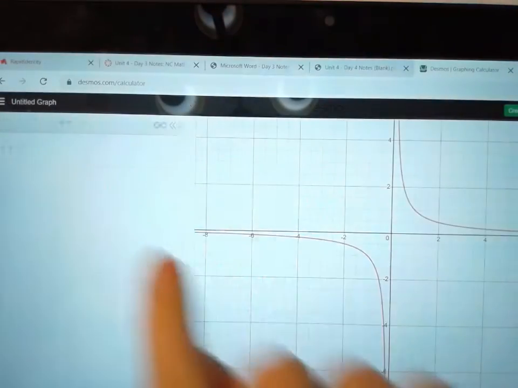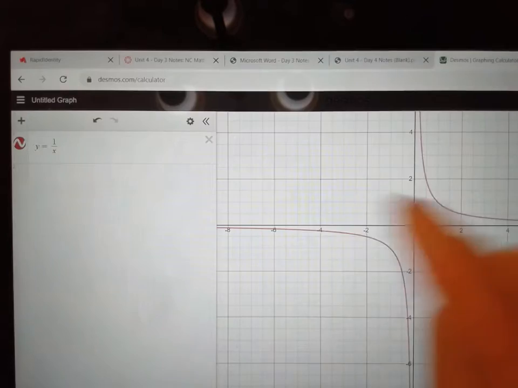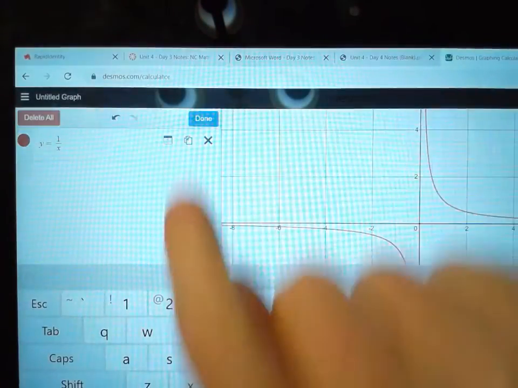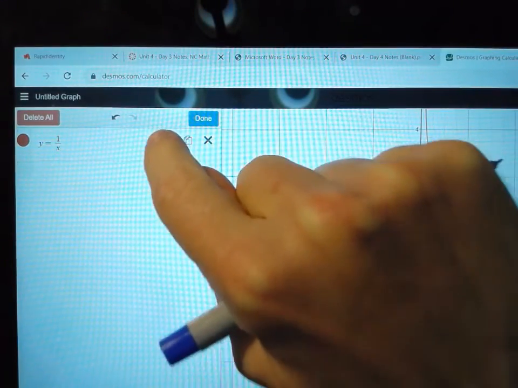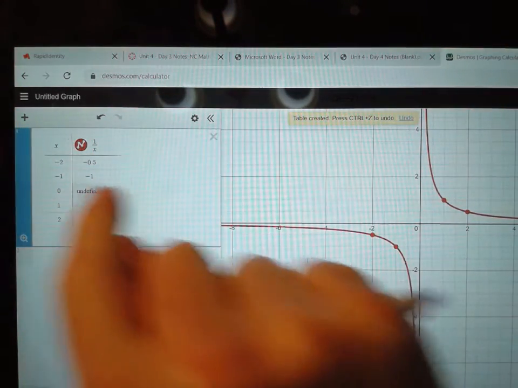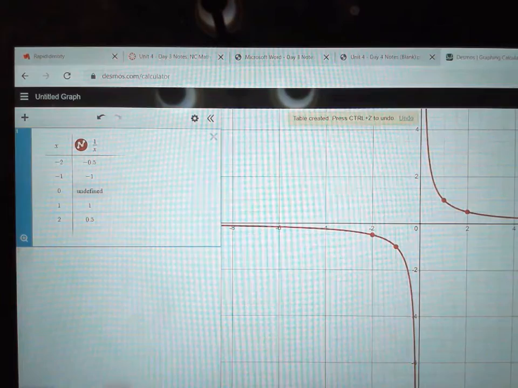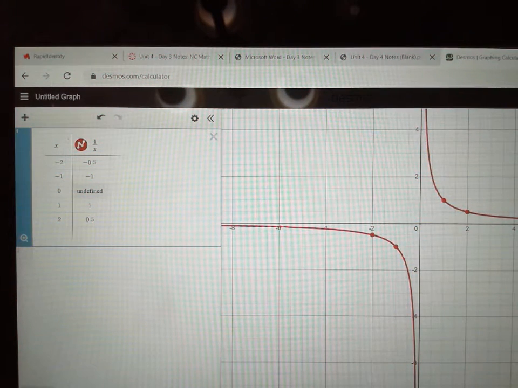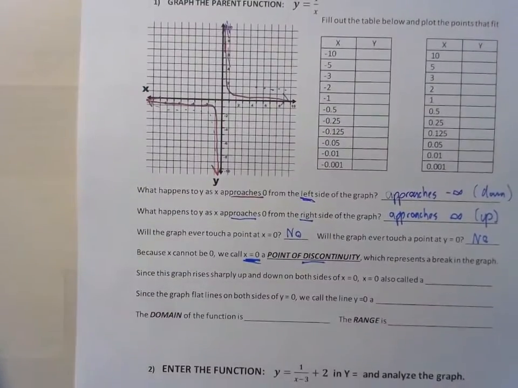Also, looking at your graph, if you go to Desmos and you have it graphed in here, if you go to your table settings, it'll say undefined at 0. Well, you can't divide by 0. 1 divided by 0 is not a number. So that's why the graph will say undefined. Or on your TI calculator, it'll say error. So that's another way to look at it too.